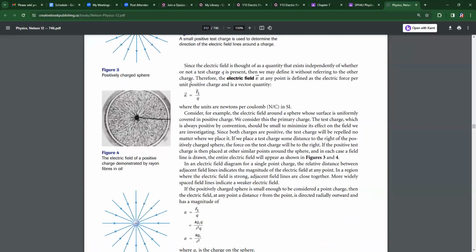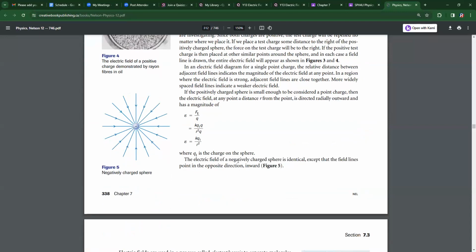And electric field strength is the ratio of force to charge for a separate object, not between plates. So for separate charges, it's force over charge, and the units are newtons per coulomb. We can use Coulomb's law for the force for separate charges: K multiplied by the product of two charges divided by the distance between them squared. And then when you simplify, the Q on the top and the Q on the bottom cancel.